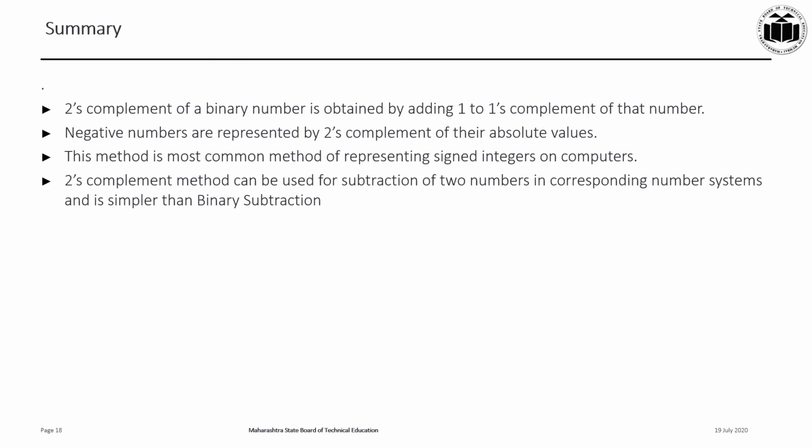To summarize, the 2's complement of a binary number is obtained by adding 1 to the 1's complement of the number. Negative numbers can be represented by 2's complement. And this method is the most common method for representation of signed integers or numbers. The 2's complement method can be used for subtraction of two numbers. If the two numbers are in another number system, they first need to be converted into the binary number system, and then the steps for the 2's complement method can be used for subtraction.